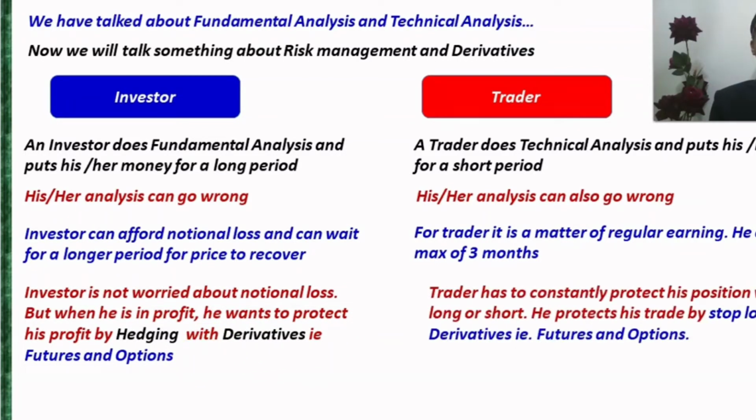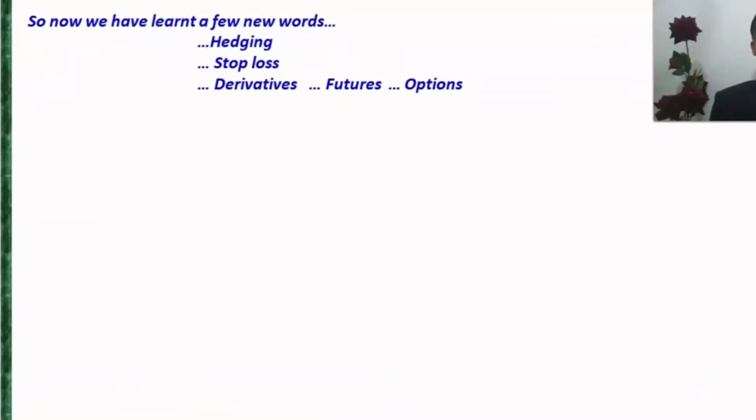But a trader has to constantly protect his position. Whether he has purchased shares or sold them, whether he is long or short, he has to constantly protect his trade because he cannot afford to wait for long to recover the losses if at all they are there. And how does he manage his risk? He protects his trade or manages his risk by the use of stop loss and derivatives like futures and options. So now we have learned a few new words: hedging, stop loss and derivatives like futures and options.